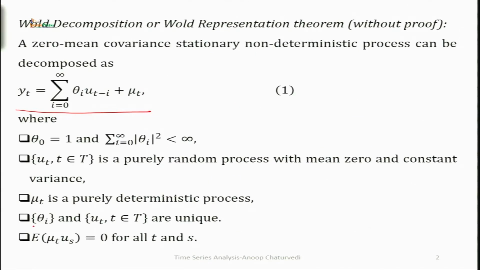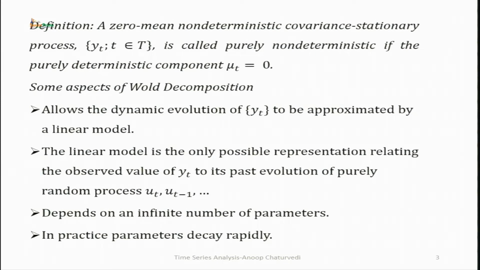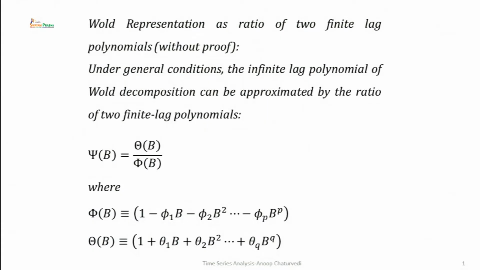Remember, these theta_i's and u_t's are unique. So, this representation is a unique representation. Of course, this representation depends on an infinite number of parameters, but in practice these parameters decay rapidly. Another form of Wold representation is as a ratio of two finite lag polynomials.